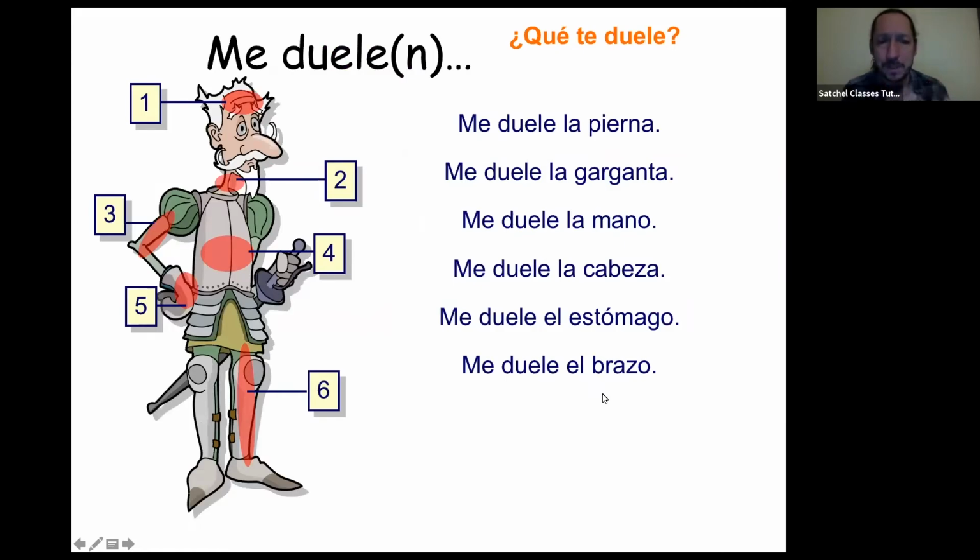Right, so here we go. We have Mr. Quixote, Don Quixote, and he has so many parts that are very sore. Can you match the number with the sore part? I'm going to give you 1 minute for that. Off you go.